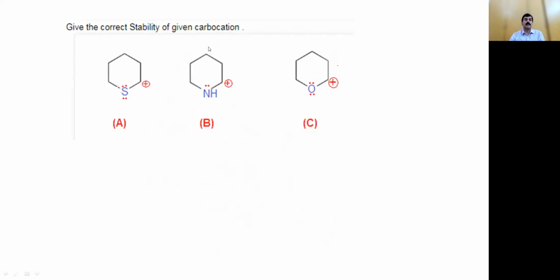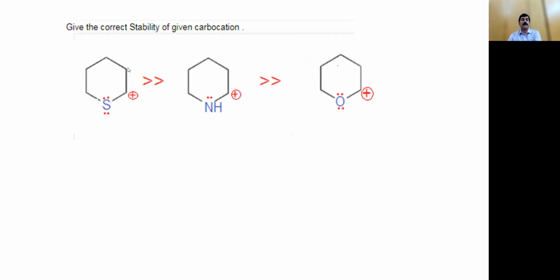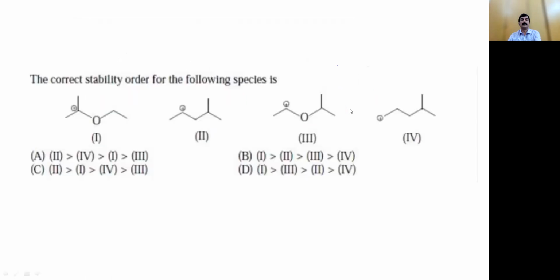Next, for example, what is the correct stability order of the given carbocations? Naturally, here you take the help of electronegativities. Sulfur is less electronegative than nitrogen and oxygen, so the stability of this one should be more than this one. Here both inductive effect, hyperconjugation, and the pi donor ability of the heteroatom matter. You have to take care of all these three aspects: inductive effect, hyperconjugation, and pi donor ability.